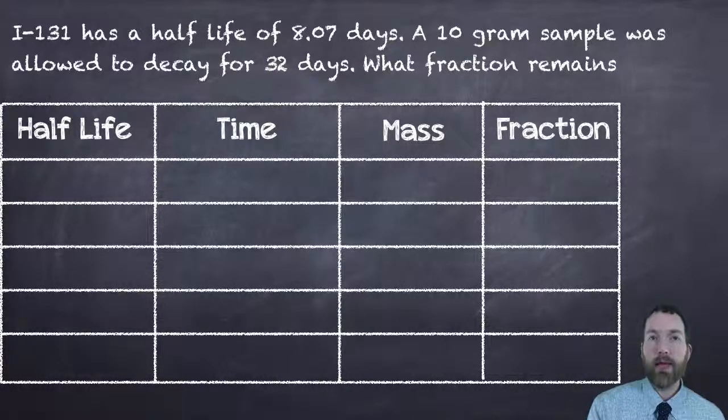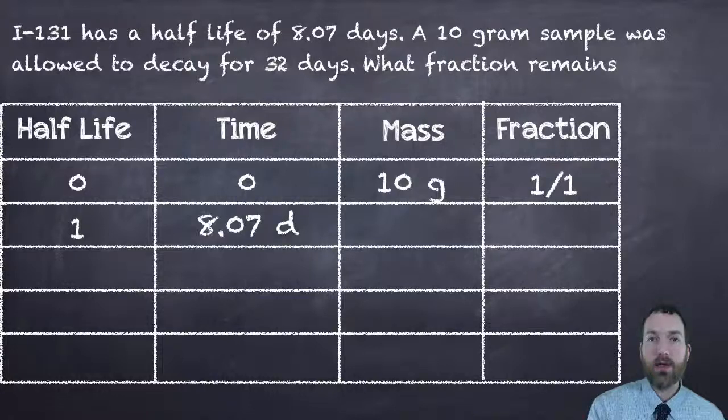Iodine-131 has a half-life of 8.07 days. If a 10-gram sample was allowed to decay for 32 days, what fraction remains? So we'll start with 0 half-lives, no time has gone by, and the problem says that we have a 10-gram sample, so I'll have the full 10 grams, and I will have 100% of it, or 1 out of 1, remaining.